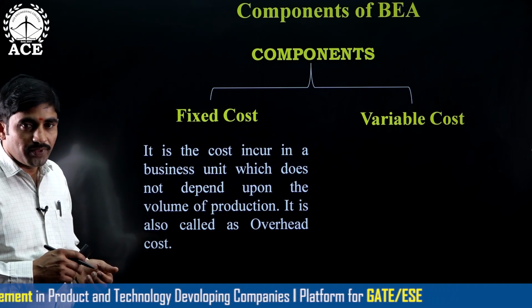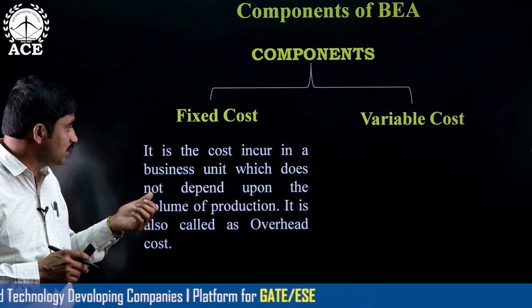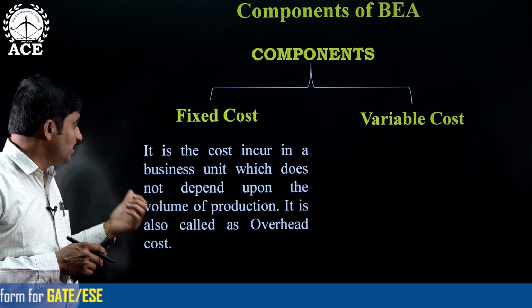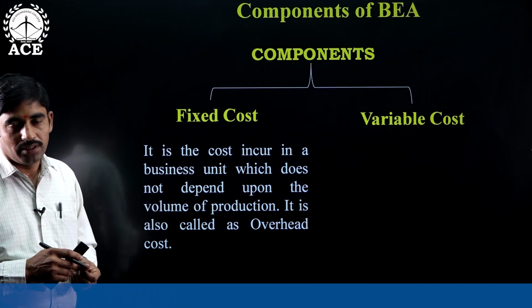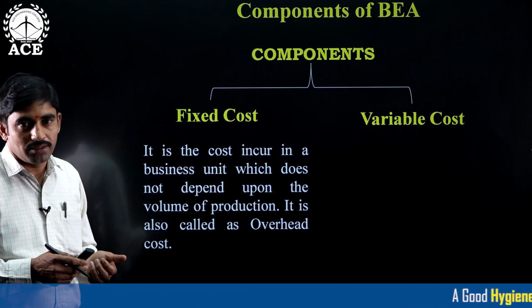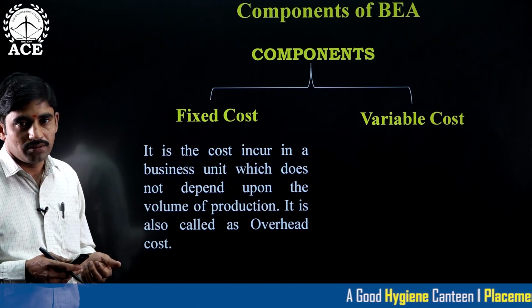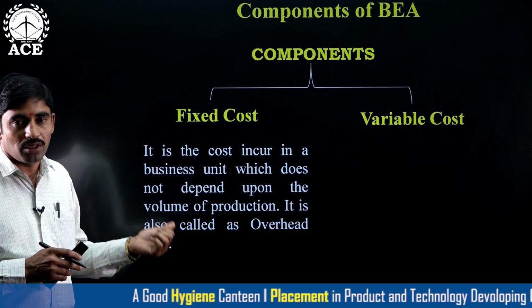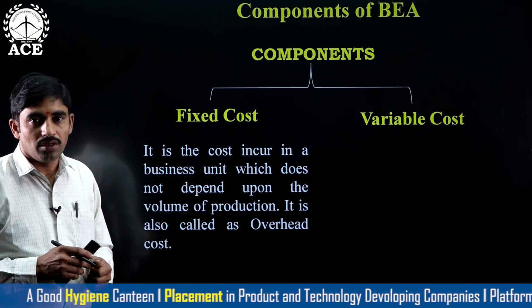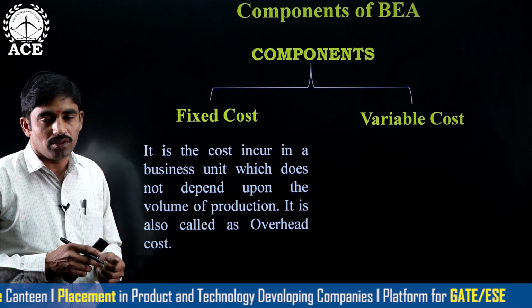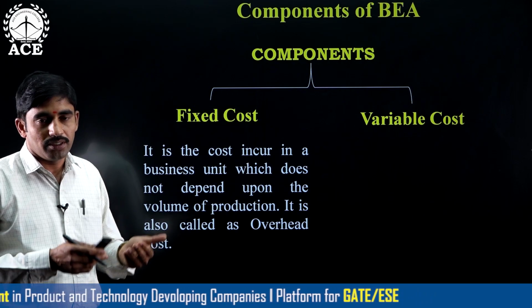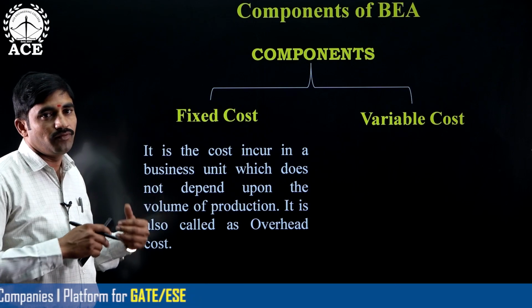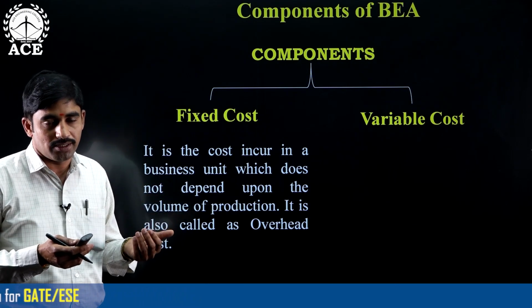So fixed cost is the cost which is incurred in a business unit which does not depend on the volume of the production. It means that there are no changes, it remains constant, and will not change according to the level of production. It is also called overhead cost or indirect cost, which does not directly affect the volume of production, or the volume of production does not directly influence the fixed cost.